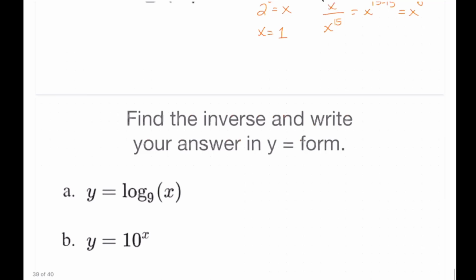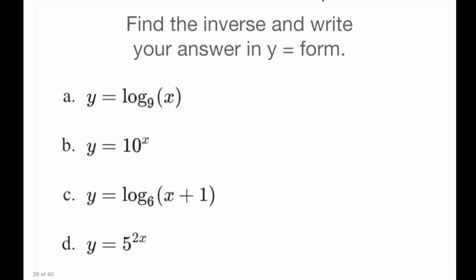So now we get to take all that good stuff, along with the fact that we know how to find inverses, and put them all together. Find the inverse and write your answer in y form. You guys are good with this. So what's the first thing we do when we want to find the inverse? We switch the x's and y's, right? So what are we going to get? x equals log base 9 of y, right?